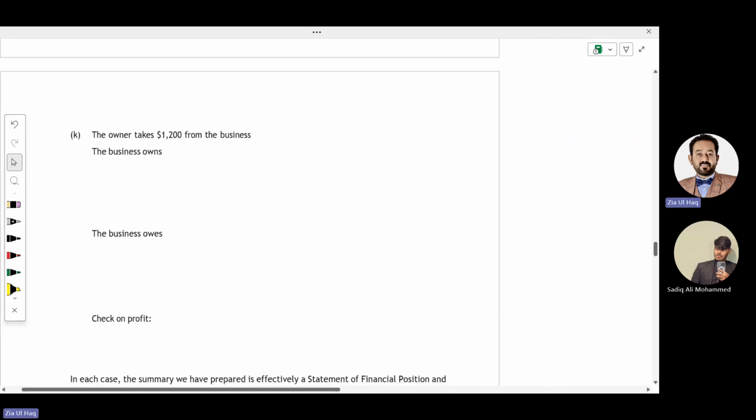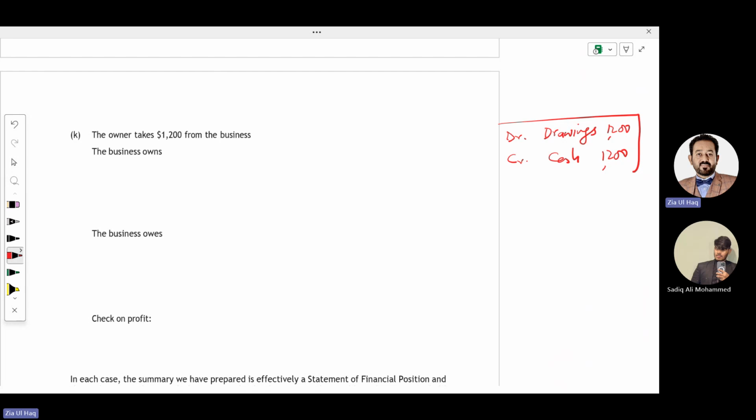Next. The owner takes 1,200 from the business. The owner took 1,200 cash from the business. Cash going out or coming in? Going out. So we will credit cash, how much? 1,200. The amount withdrawn by the owner from the business will be called drawing. What will it be called? Drawings. Drawing debit, cash credit.